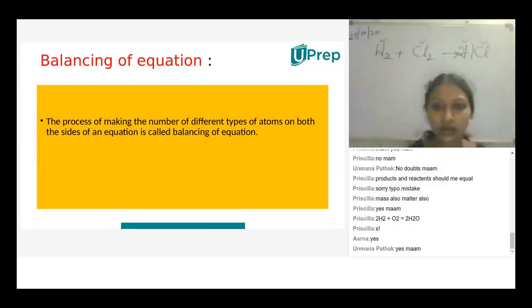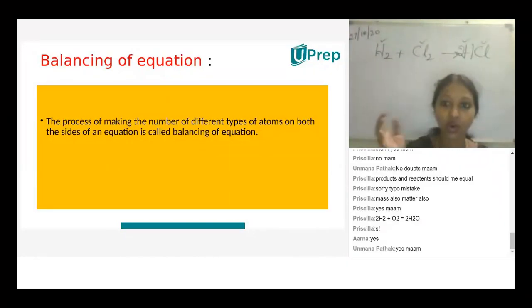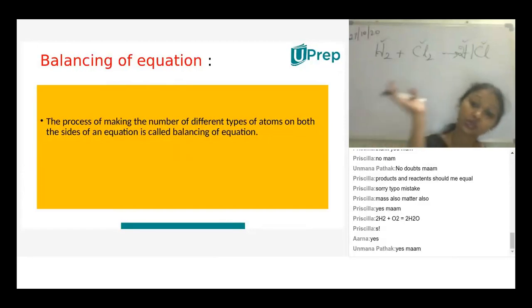So what is the definition of balancing of equation? The process of making the number of different types of atoms on both the sides of an equation equal is called balancing of equation. That means the mass of both reactants and products should be equal. So how will we do it? When we go with the physical balance, if the mass is not equal, then what will the vendor do? He adds the vegetables until the pointer becomes centered. In that sense, he'll keep on adding the vegetable. If the pointer is towards the vegetable side, then he'll remove some, to make both sides equal.